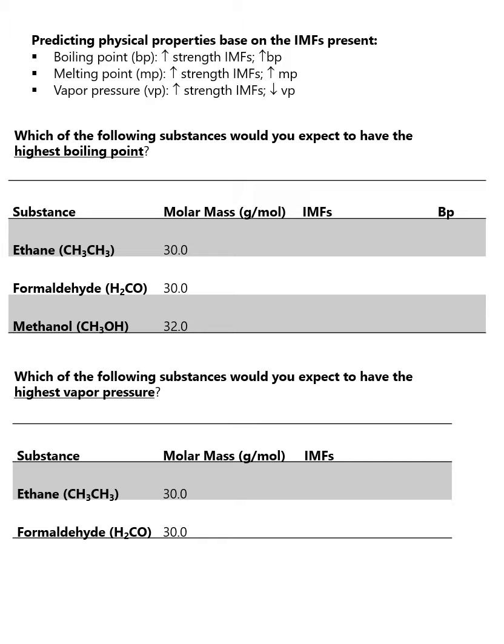Ethane we already did. It was in the previous table. So for ethane, we do have dispersion. Actually, we can write down dispersion for all of them, because you have dispersion or London forces in every single compound. So I have dispersion for all of them. We already know that for ethane, that's the only type of IMF that we have, because you don't have any polar bonds. So you cannot have dipole-dipole and you cannot have hydrogen bonding for that one.